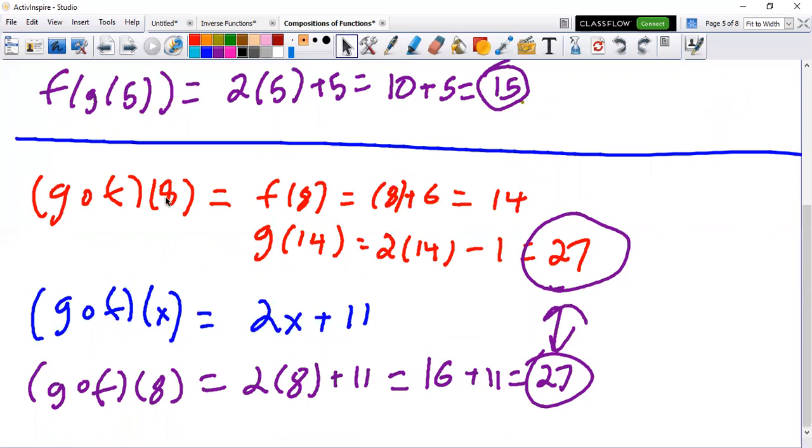Same with the other one. g of f of 8. We did f of 8: 8 plus 6 is 14. g of 14, 2 times 14 is 28, minus 1 is 27. When we combine the two functions, the new function we came up with is 2x plus 11. So if I did g of f of 8, 2 times 8, because I plug in 8 here, is 16, plus 11, which is 27. Again, we see that we got the same answer.